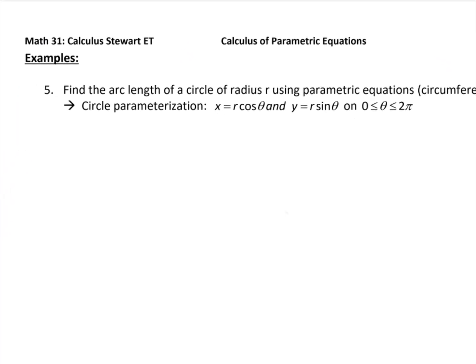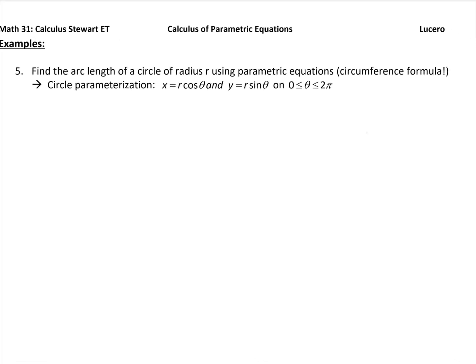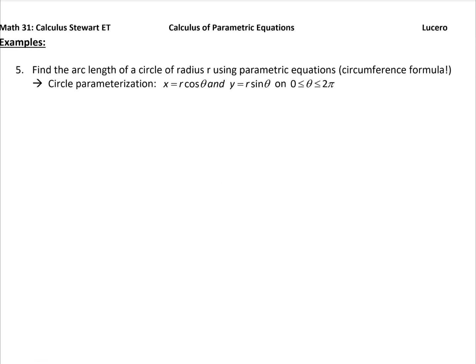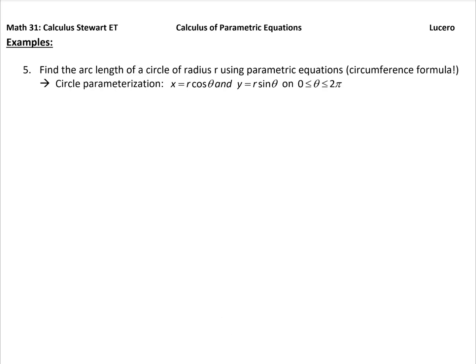So if we have a circle of radius r, and this was from the previous section, its actual parameterization can be written as x equals r cosine of theta and y equals r sine of theta. We will trace it out one time from 0 to 2 pi. So that's the parameterization. And let's find the arc length and show that it gives us that circumference formula.